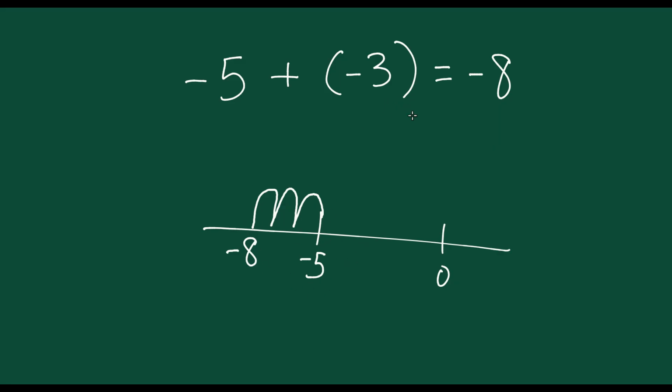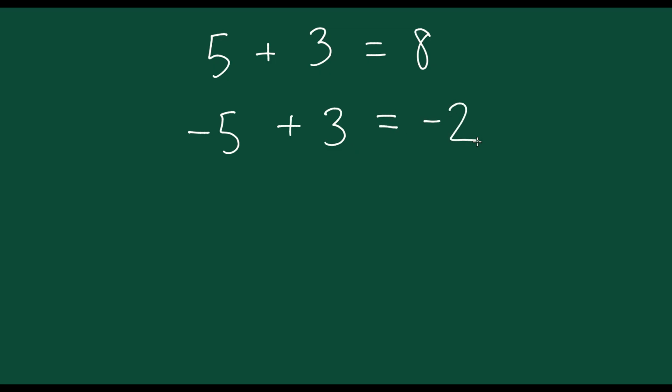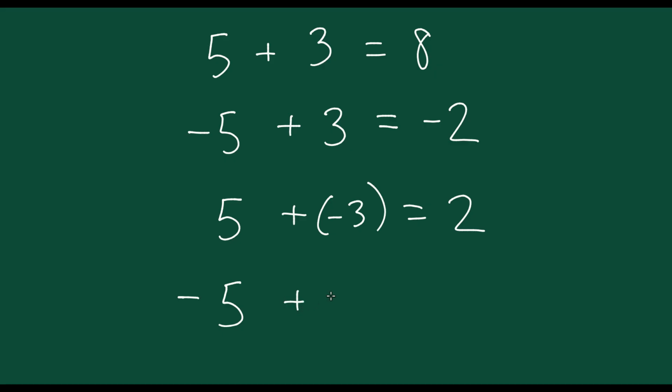Okay, so just a recap of what we've done so far. We said 5 plus 3 is 8, because these are both positive, right? Plus, plus, positive, positive. We had negative 5 plus 3 equals a negative 2. We had 5 plus a negative 3 equals positive 2. And then a negative 5 plus a negative 3 equals a negative 8.